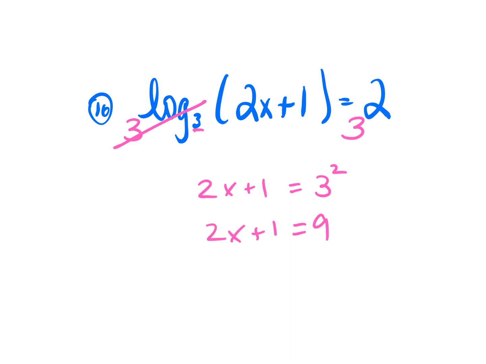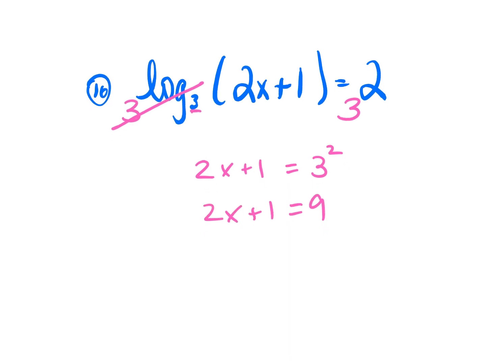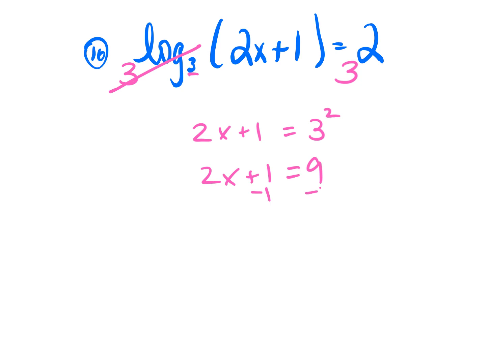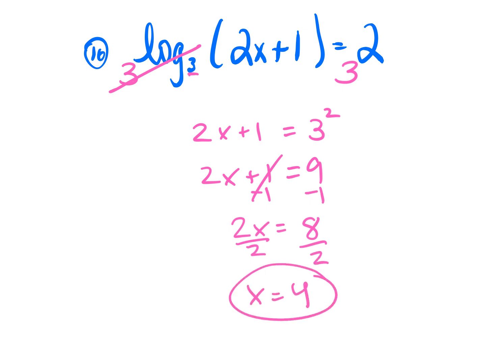So 2x plus 1 equals 9. What would we do next? Move the 1 over. So 2x is equal to 8 and divide by 2. So x is equal to 4.